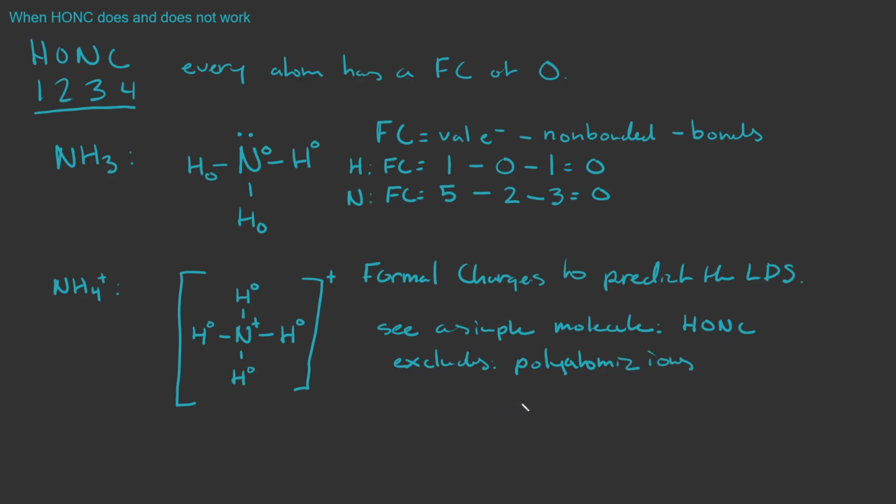But it also excludes anything that has an expanded octet, because this only predicts that you have up to 8 electrons on every one of your elements. In the cases where we start having an expanded octet, we'll have to deal with more than 8 electrons in the center, which breaks apart our normal conventions of HONC. This is where you have to start recognizing when we use HONC and when we shouldn't use HONC.